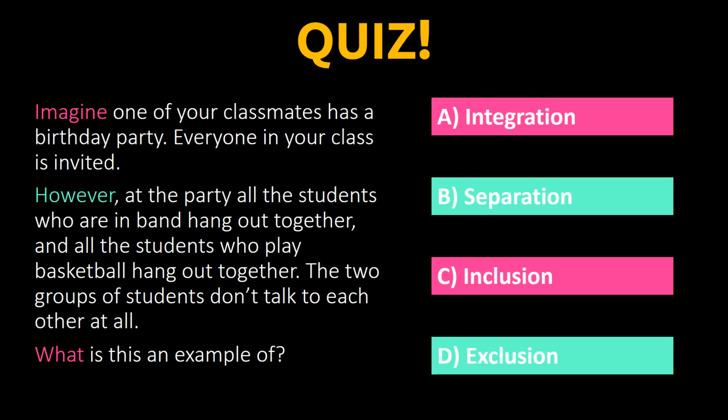If you have chosen your answer now, let's see how you did. If you answered A, integration, you are correct. Integration is happening here because even though all the classmates were invited, they are not all participating in the birthday events together.